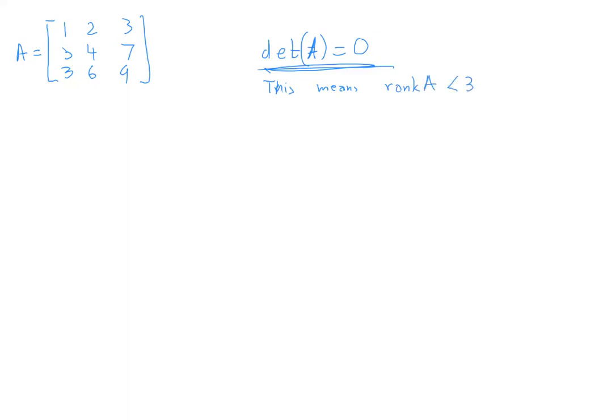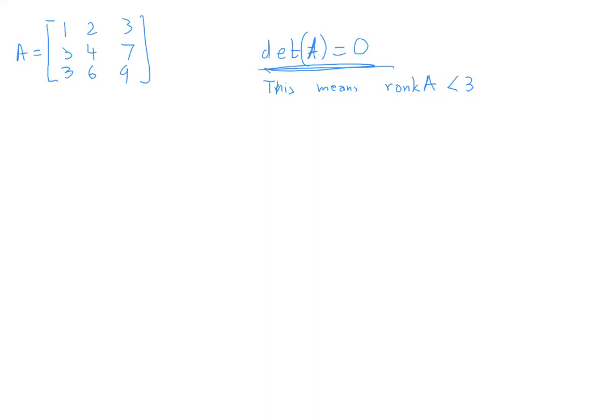It cannot be 3. So what can it be? It can be 0, 1, 2. Zero rank means zero rank, only the zero matrix has zero rank. No other matrix has zero rank. Can the rank be 2? How do you know if the rank is 2?